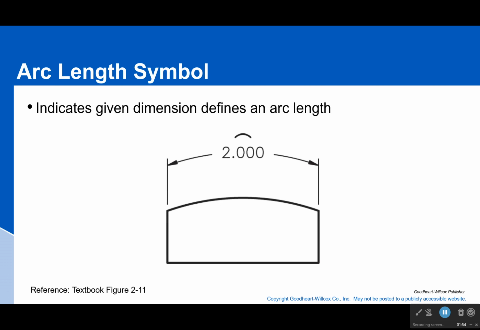Okay, now let's look at a bunch of different symbols. So first off, we have the arc length symbol. It's used when you have an arc, like this, a section of a circle. And it tells you how long that section is. The surface, not the chord.